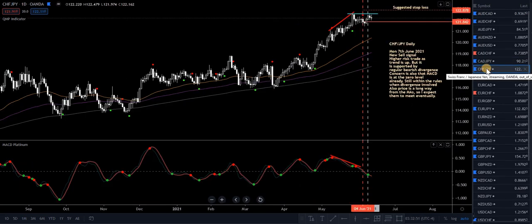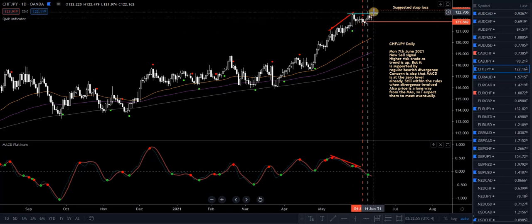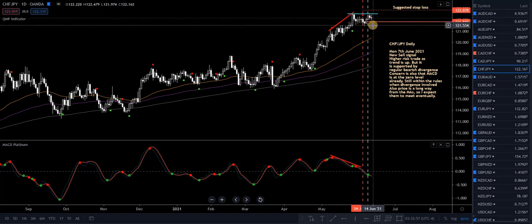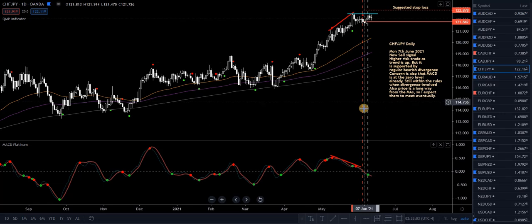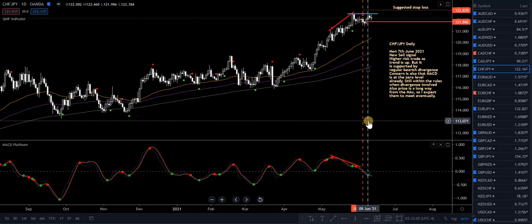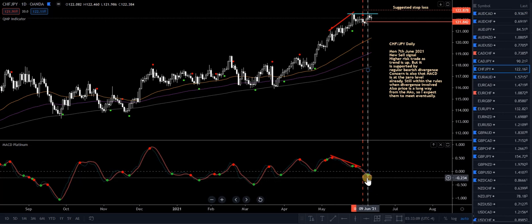Swiss franc, Japanese yen, same deal. It was a sell back here. I've since drawn, it went up against me and it's come down again. So we've got a little new resistance level here. Didn't break the previous high. Stops above that already. I've drawn a vertical line there. It's a green dot on the MACD Platinum below the zero level.